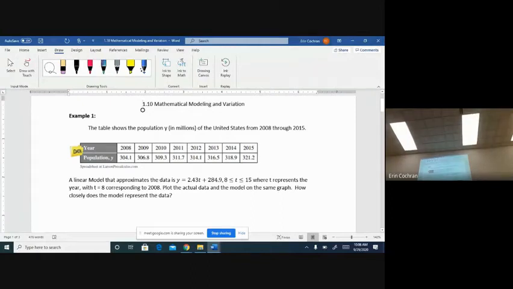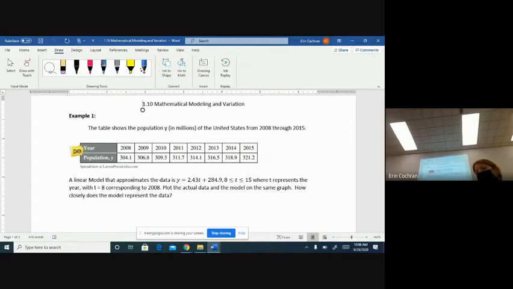2.10 is the mathematical modeling of variation. So we're going to talk about direct variation, inverse variation, all of that today, okay? Most of this you guys have heard about. You might have heard, haven't seen the nth power variation, so that might be a little bit new to you, okay? The first one is just the table.